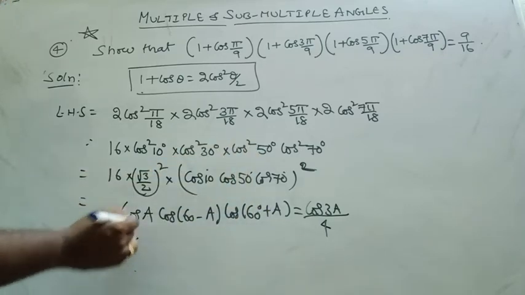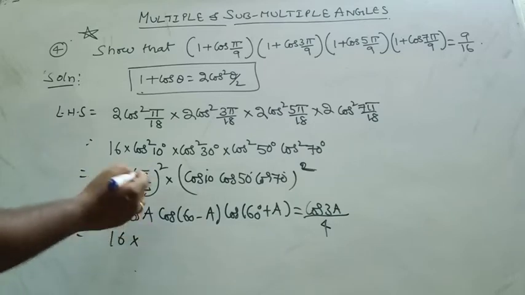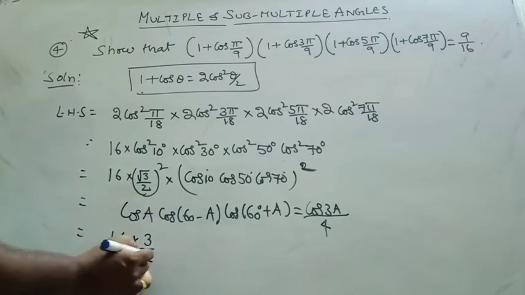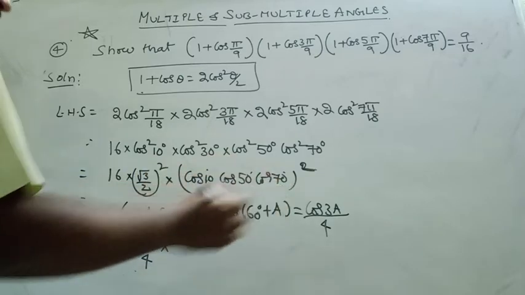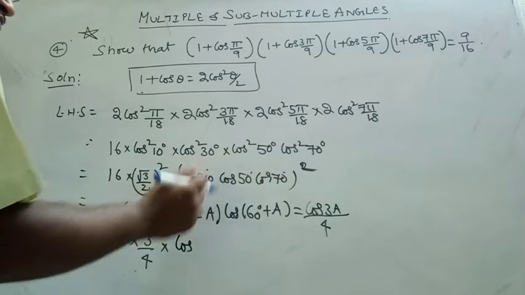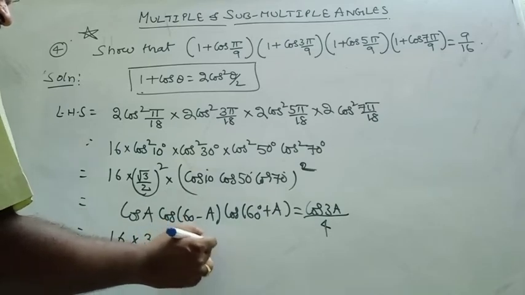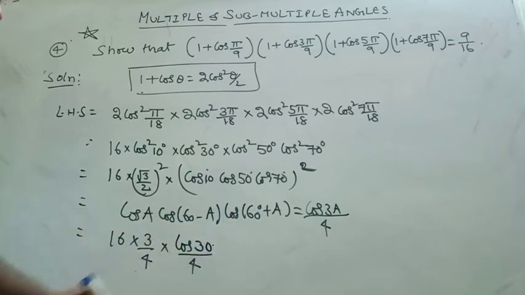This is now 16 into root 3 whole square by 2 squared, means 3 by 4, into we can apply this formula on cos 10. This is cos 3A, where A equal to 10 degrees. 3 into A, that is 30, cos 30 by 4 we are having like this.